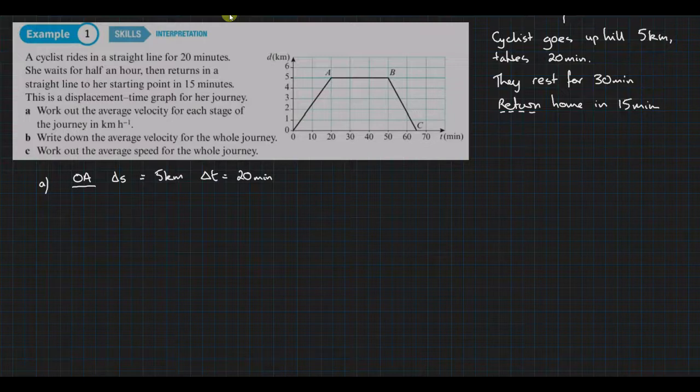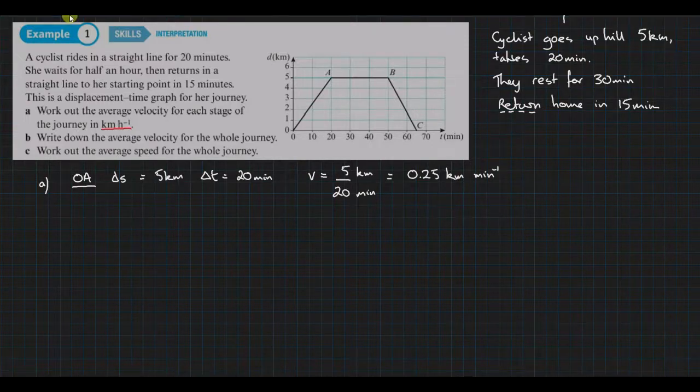So the gradient of this line gives me the velocity. It's a distance in a time. So we've got the distance over time, and that is 0.25 kilometres per minute. If you notice in the question now, and this is where people often will lose a mark, you must give the answer in terms of kilometres per hour. So we need to turn this into hours.